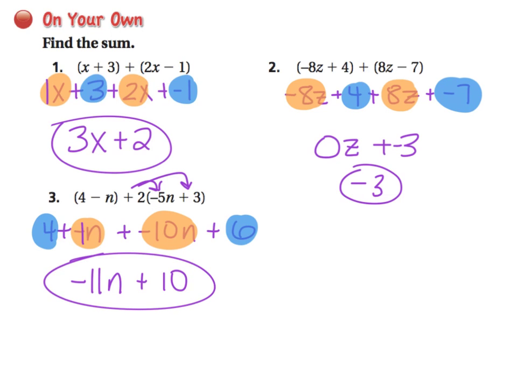So if we look at our answers for these 3 problems, number 1 got us 3x plus 2. Number 2, our z's actually canceled, so we had 0 plus negative 3, but we don't need to really write that 0 plus, so our answer is just negative 3. And number 3, we ended up with negative 11n plus 10.